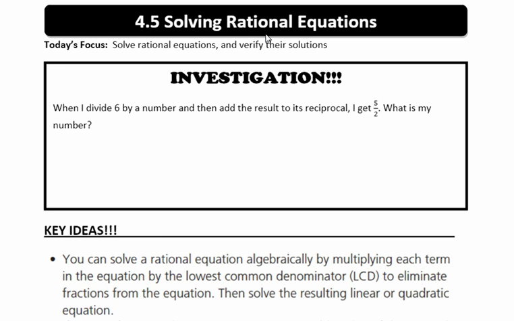So 4.5, we're now solving equations. This is now taking all our skills we've learned from simplifying and applying it to an equation. What's the difference between an expression and an equation? An equation has an equal sign. Yeah, it equals something. So it has an equal sign.